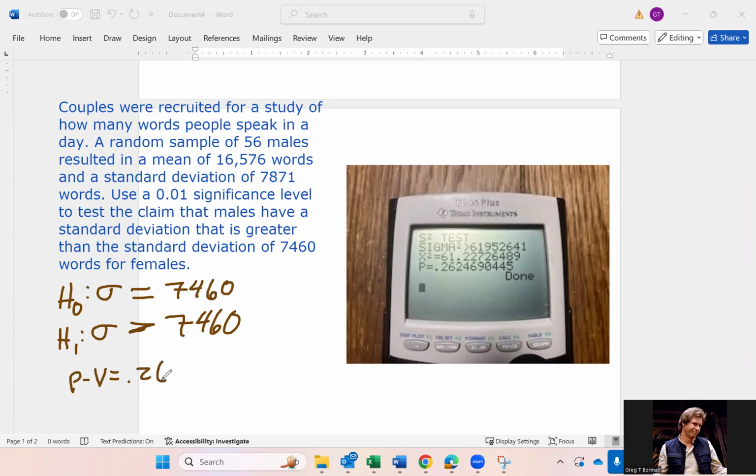We get a p-value of 0.26, a pretty big p-value. No matter what you have for alpha, alpha is going to be smaller and the p-value is going to be bigger. So we're going to be going with H0. And so what does that mean?